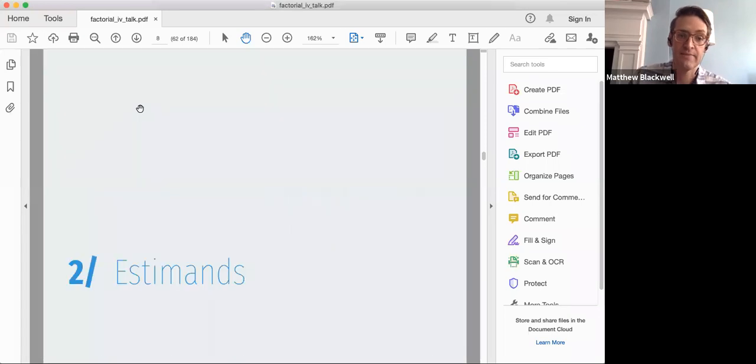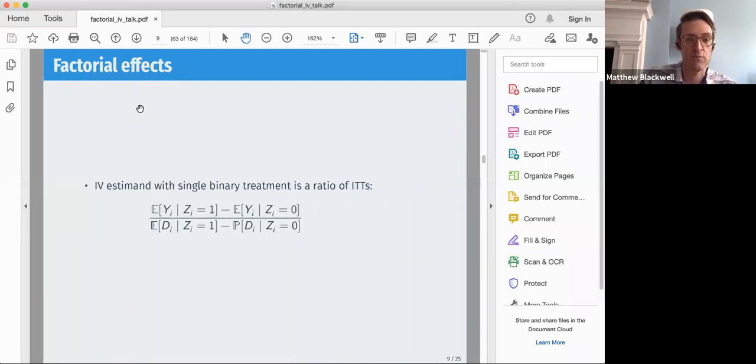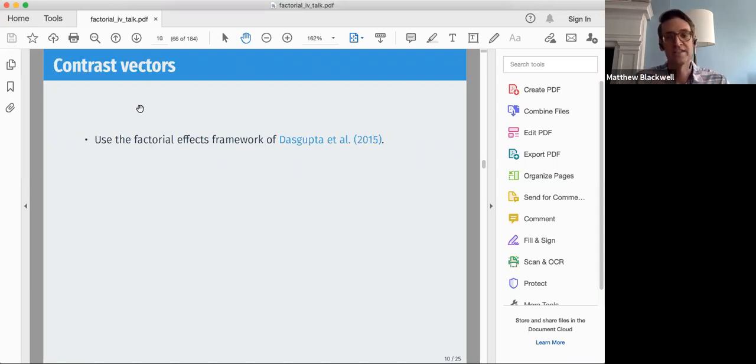Okay, so what are the actual estimands that we may want to deal with in this particular setting? Just to remind you, in a single binary treatment, we look at the ratio of intent-to-treat effects, right? The intent-to-treat effect of assignment on the outcome divided by assignment on the uptake. So how do we generalize that to the factorial setting? This is difficult because there are lots and lots of different effects that you can estimate in a factorial setting. And so we need some way of organizing all of these things together.